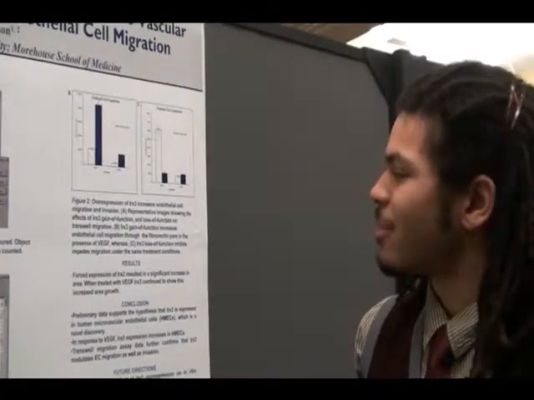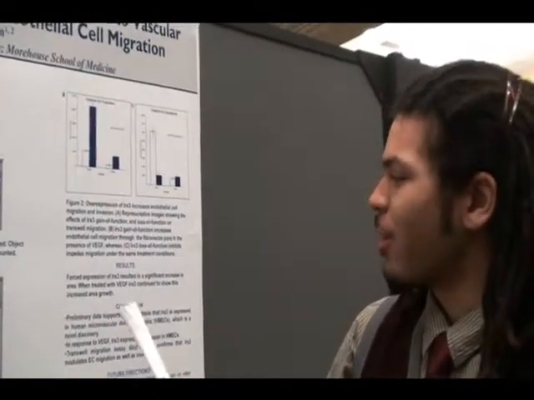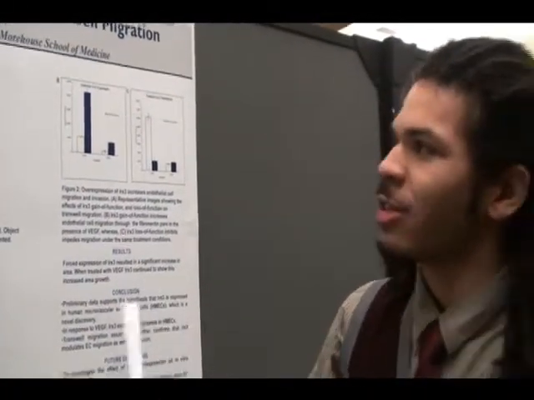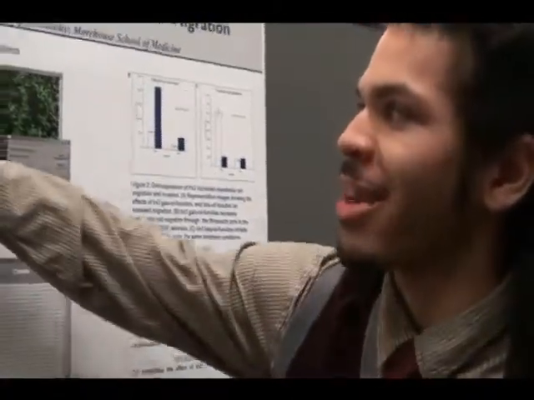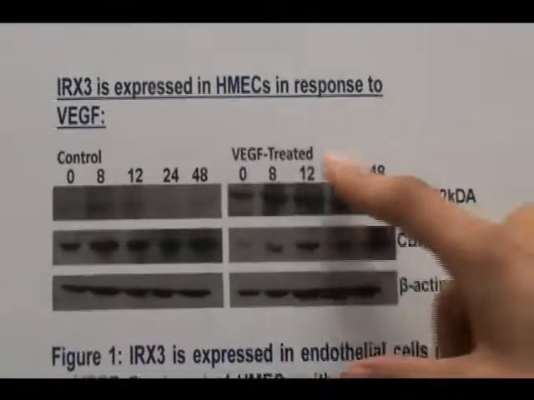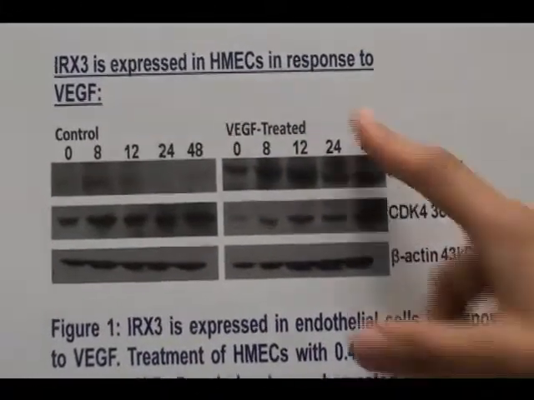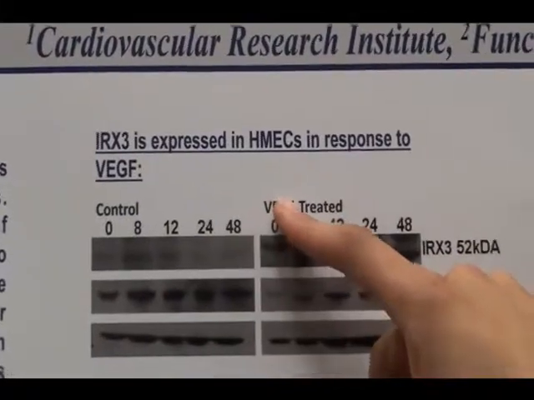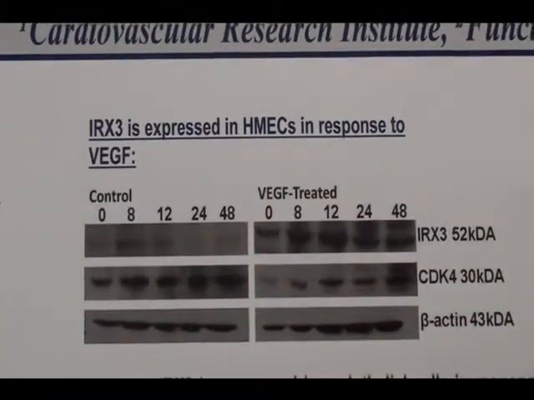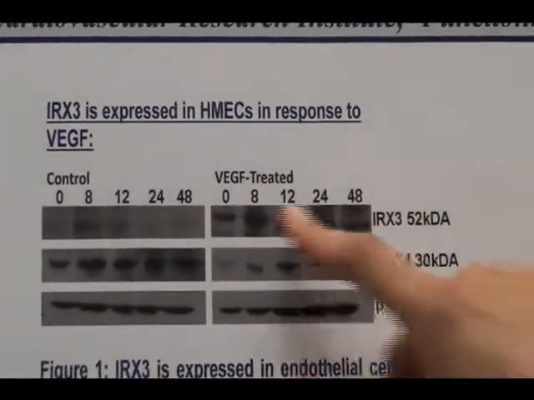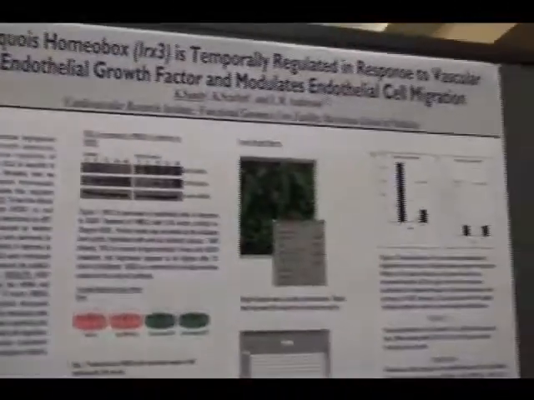And so our results show that not only is IRX3 expressed, as shown here in the Western blot, where the darker it is, the more expression, but it's also more expressed under VEGF growth, where we put a growth factor to help the cells grow, darker than it is under the control.